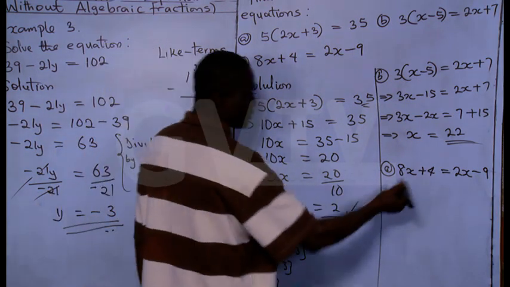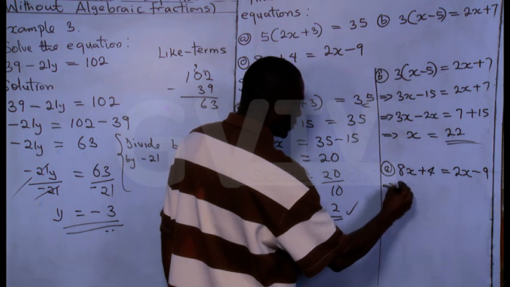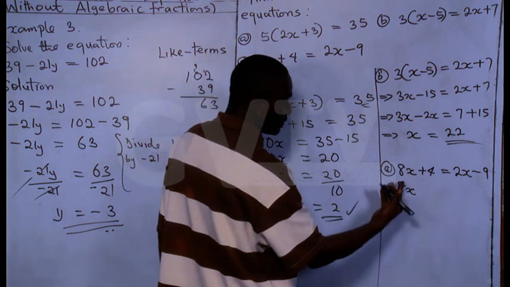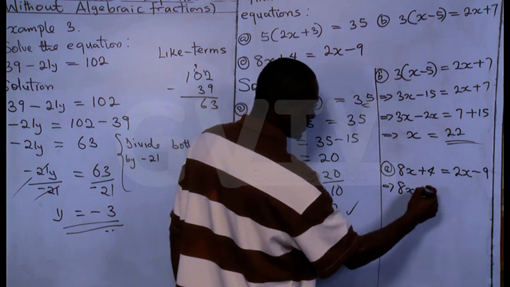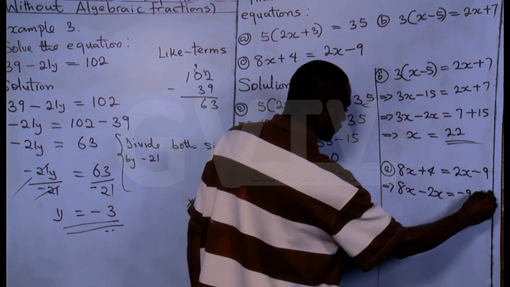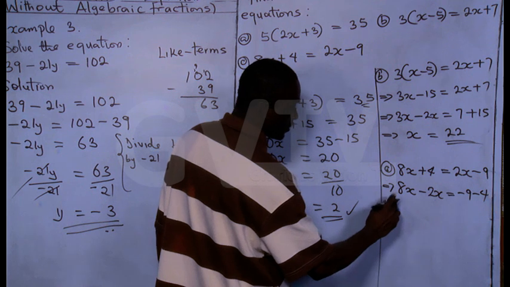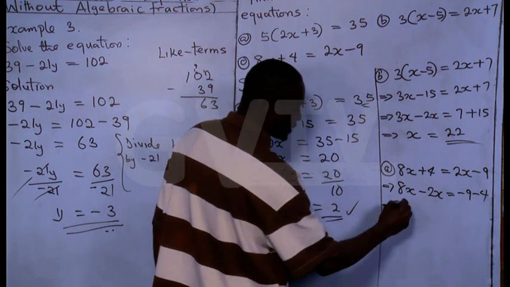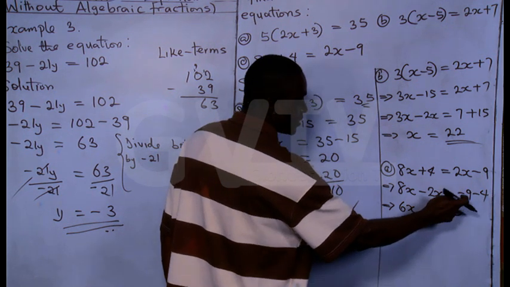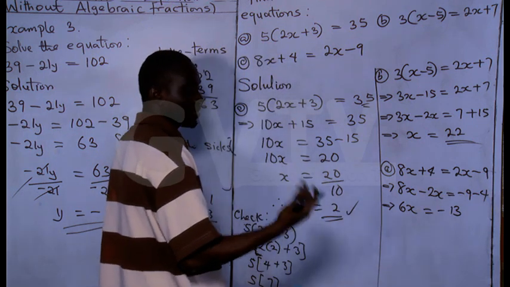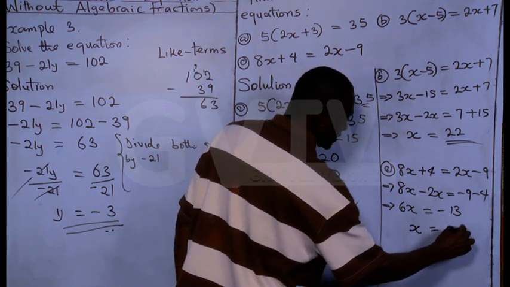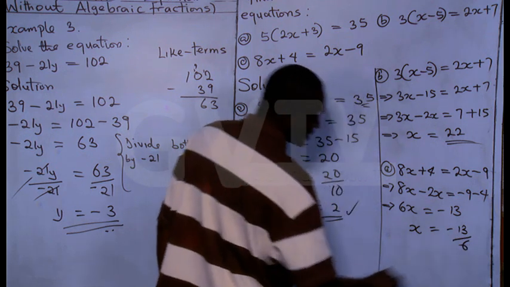Okay, all we need to do here is collect like terms. We have 8x. I don't need to explain the procedure. Okay, at least you have to go along with me. This will give us 8x minus 2x equals minus 9 minus 4. Okay, and 8x minus 2x will give us 6x to be equal to minus 13. Minus 9 minus 4 will give us minus 13. So we have x is equal to minus 13 over 6 to be the answer.